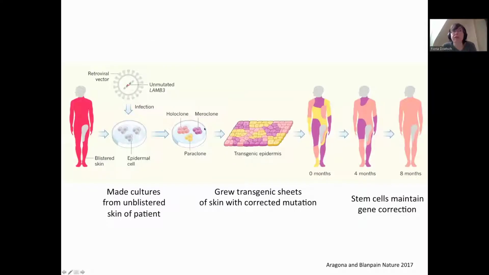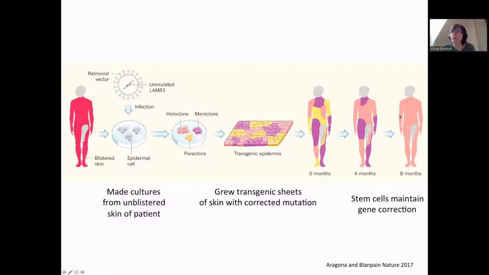And in a remarkable study, they were able to take unblistered skin from a patient and make stem cell cultures. And they were able to use viral vectors to correct the mutation in the laminin gene and then grow epidermal stem cells and have them form these large transgenic sheets of skin in vitro, and then transplant these huge sheets of skin onto a patient. And over time, and this is now several years since this has happened, the patient was completely cured.